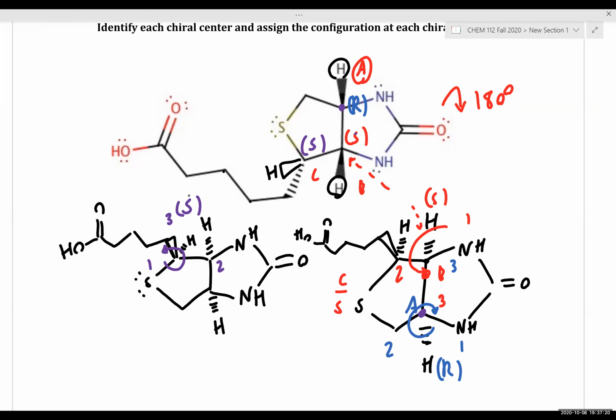Any questions on this example? Does this example make sense? One thing that is really important to not get confused on is that when you flip your molecule, when you rotate your molecule, make sure that you know what carbon you're referring to, what atom you're referring to after rotation. Does that make sense? Perfect.